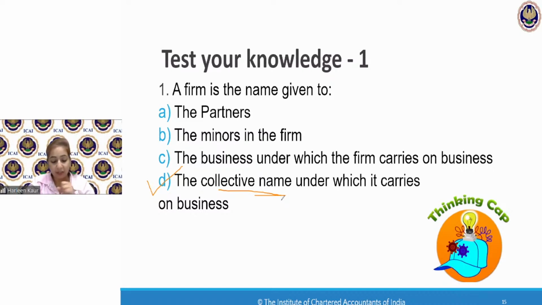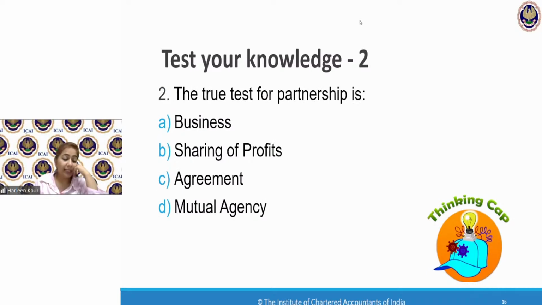And so collectively, what you are doing the business under is known as the name of the firm. All right, children, 1D is the correct answer. Please mark it correctly. Let's do the next one.